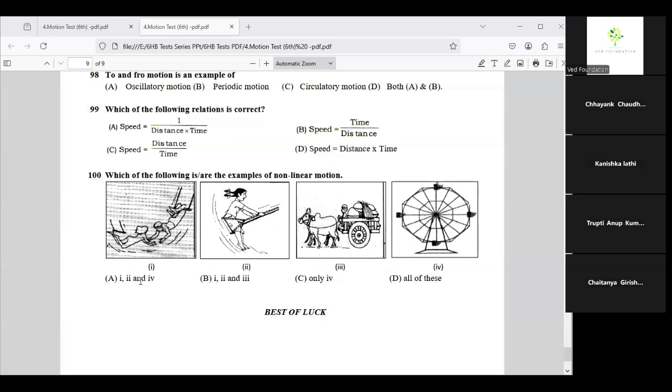1, 2 and 4 are examples of non-linear motion. Motion of bullock cart is linear motion. So the correct answer is option A, 1, 2 and 4. These are the examples of non-linear motion because the motion is not along a straight line.